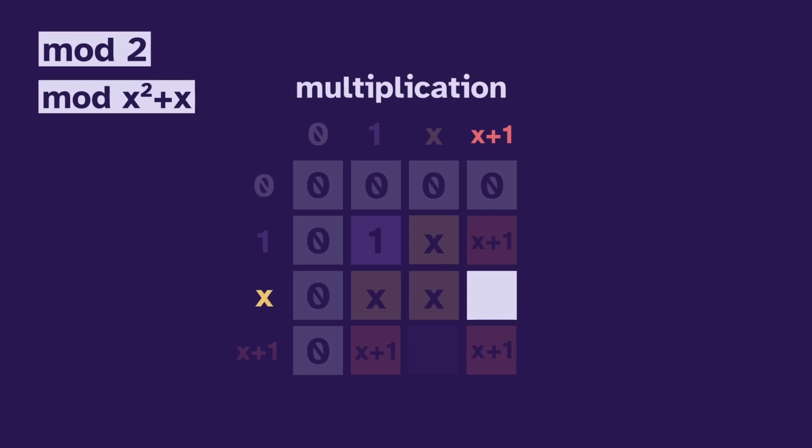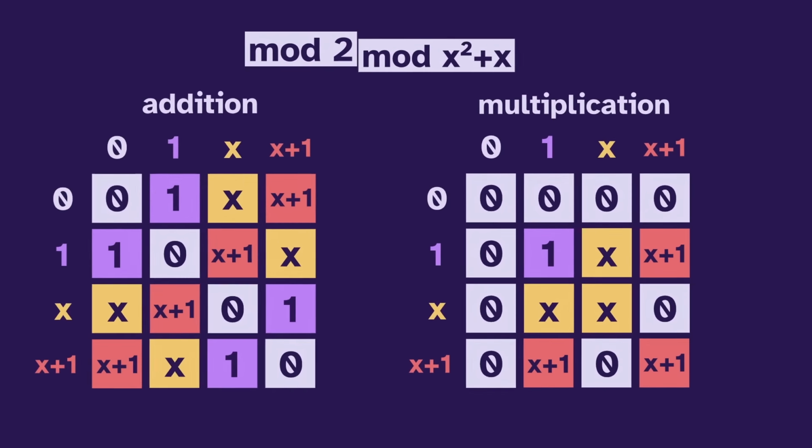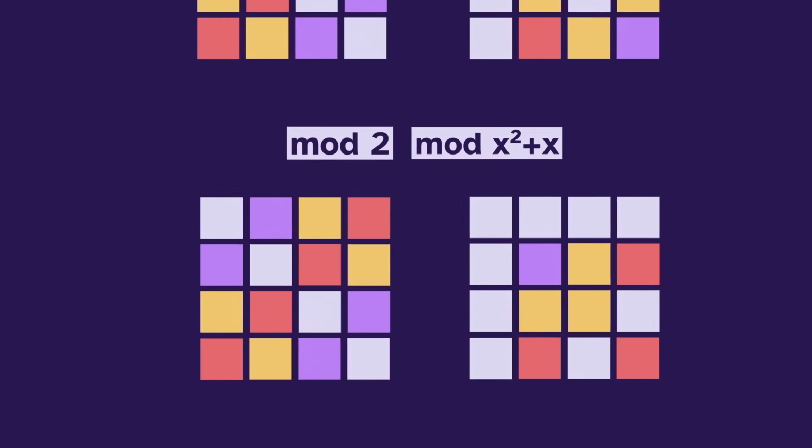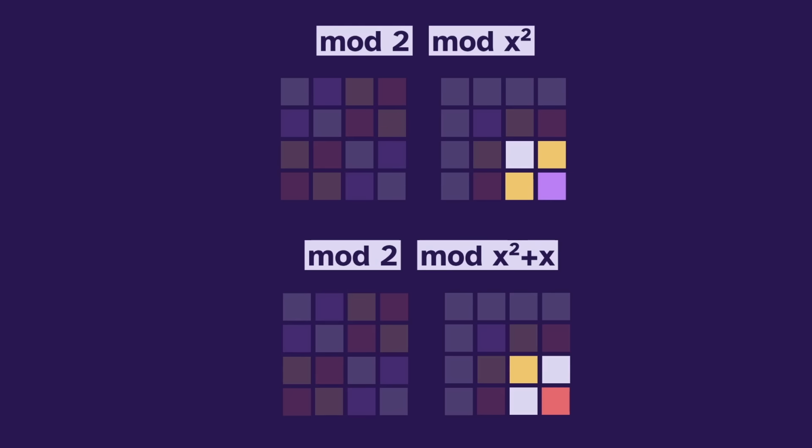Finally, x times x plus 1 is x² plus x, the modulus. So that is 0. And then this must also be 0, and we now have the full table. Along with addition, we have a full description of the ring. Compared with the last ring, only these 4 cells are different. And now we should try the other quadratics.